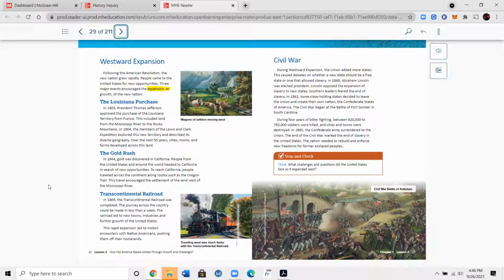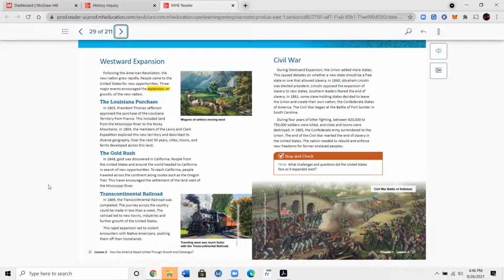Civil War. During westward expansion, the Union added more states. This caused debates on whether a new state should be a free state or one that allowed slavery. In 1860, Abraham Lincoln was elected president. Lincoln opposed the expansion of slavery to new states. Southern leaders feared the end of slavery.